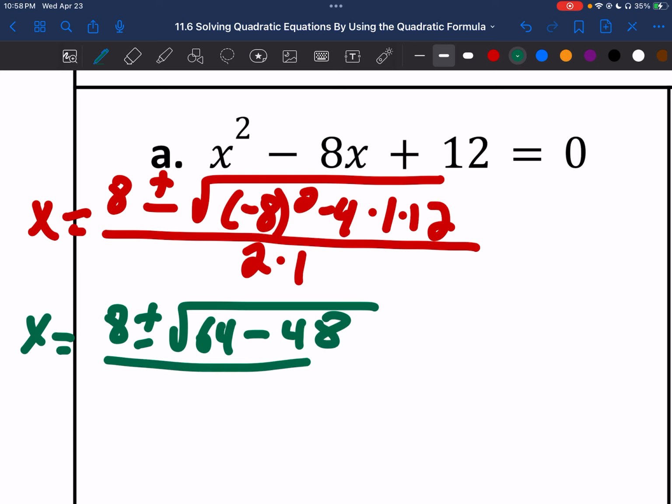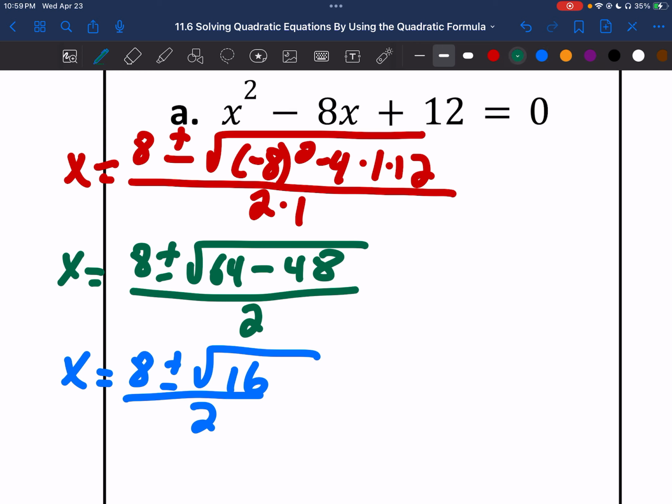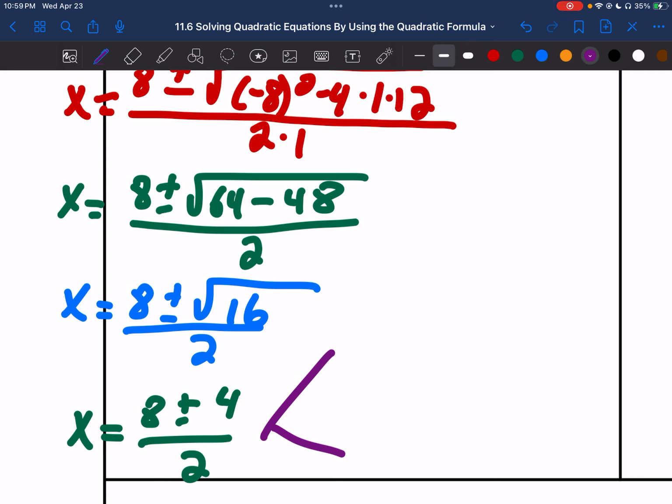And it's all being divided by 2. All right, so my next iteration, we do our simplification underneath the radical. 64 minus 48 is 16. And this is all divided by 2. And so now we have x is equal to 8 plus or minus the square root of 16, which is 4, all over 2. And now we split into our two equations.